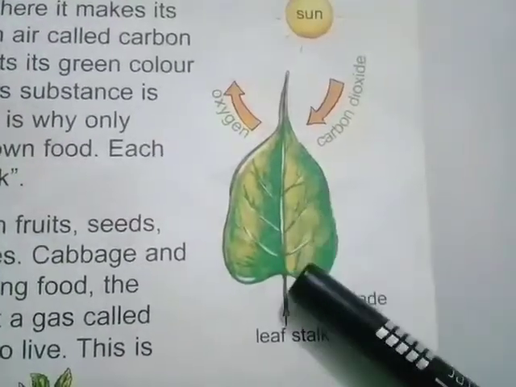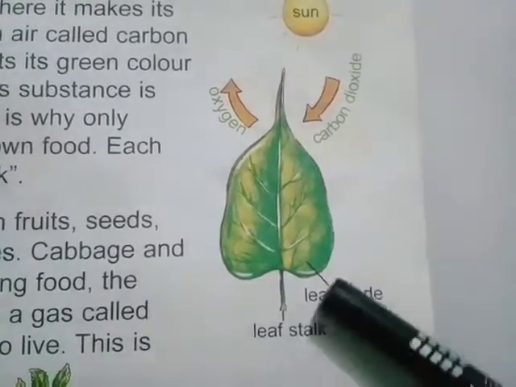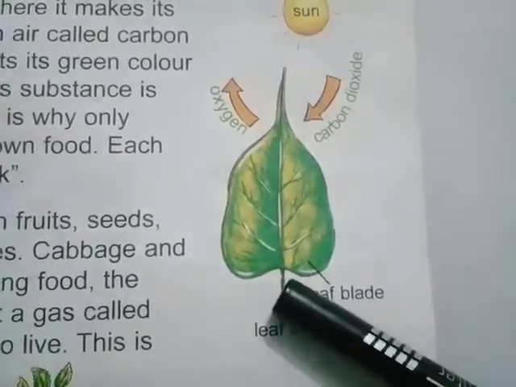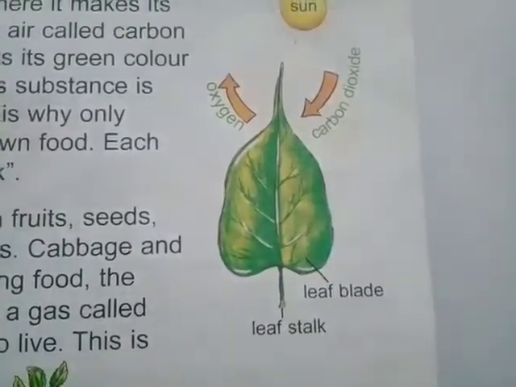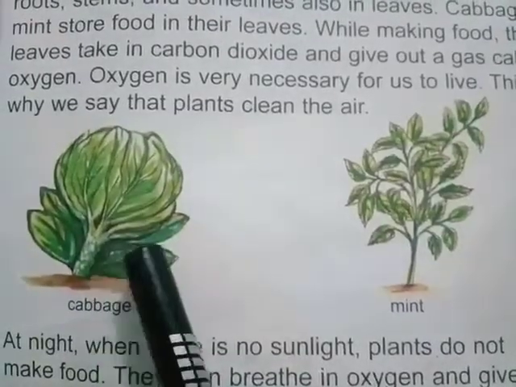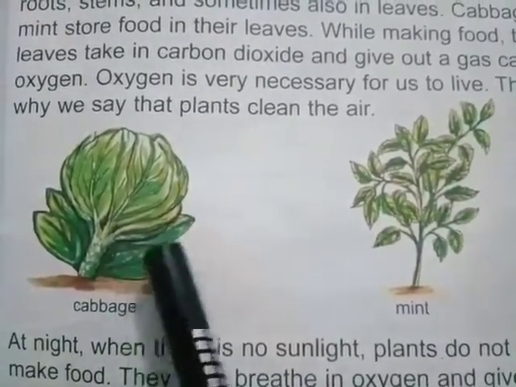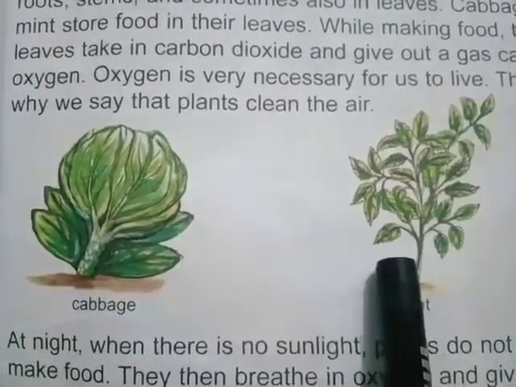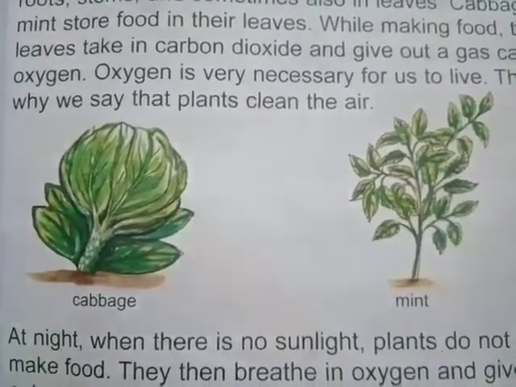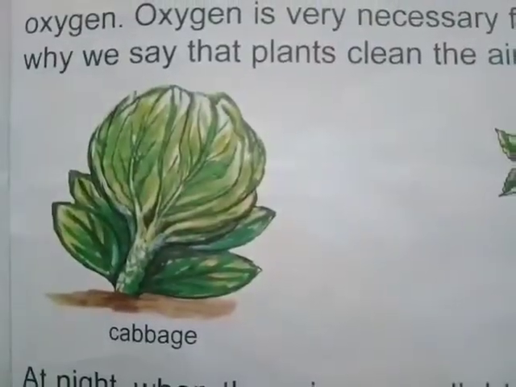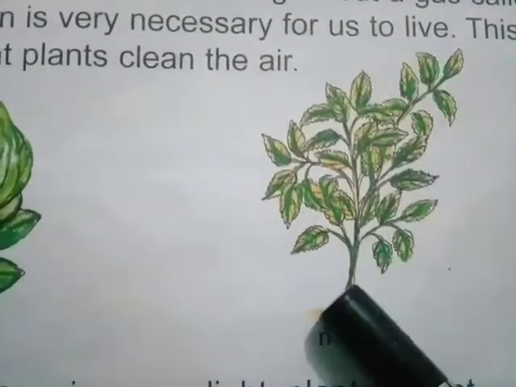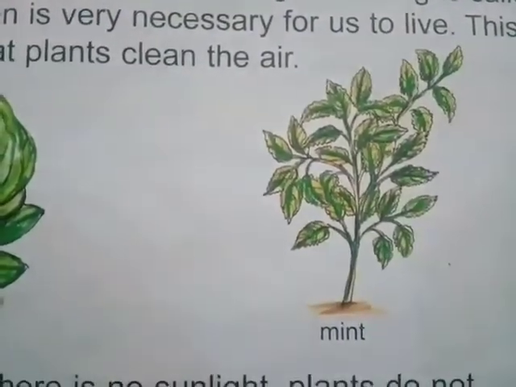Each leaf is attached to the stem by a leaf stalk. You can see in the picture this one is its leaf stalk. The food made by the leaves gets stored in fruits, seeds, stems and sometimes in their leaves. Cabbage and mint store their food in their leaves.